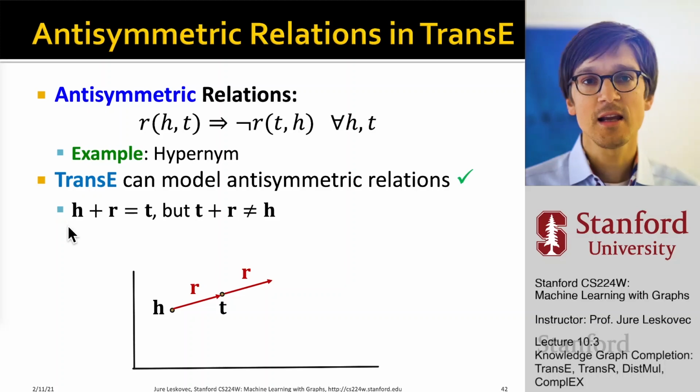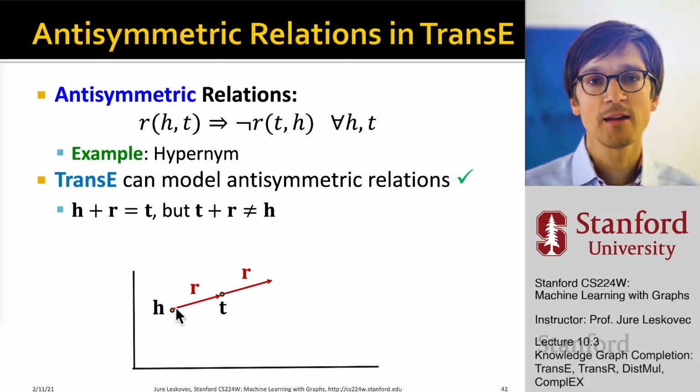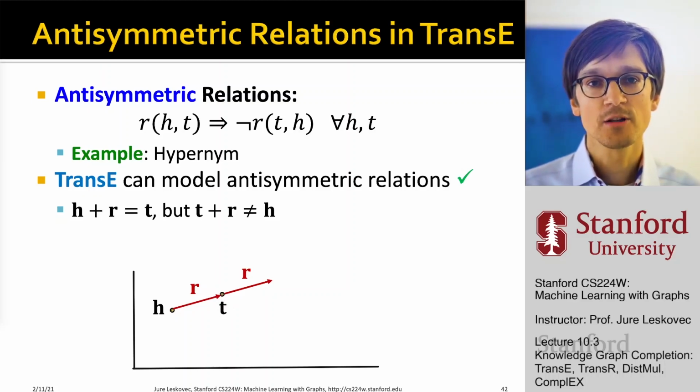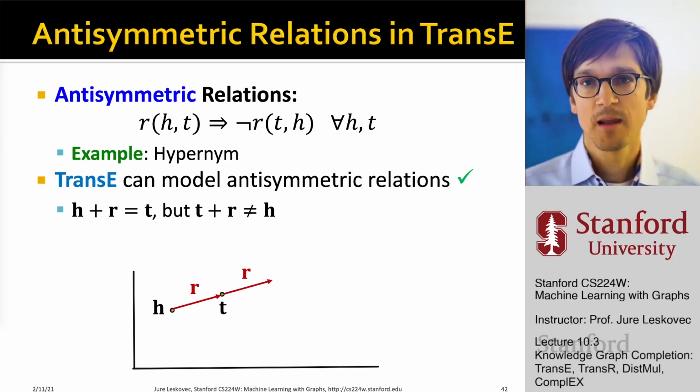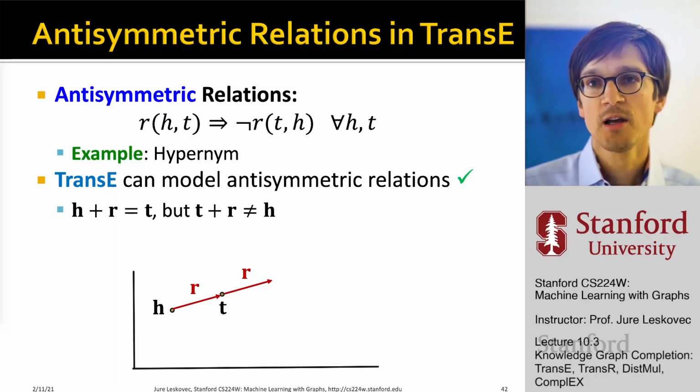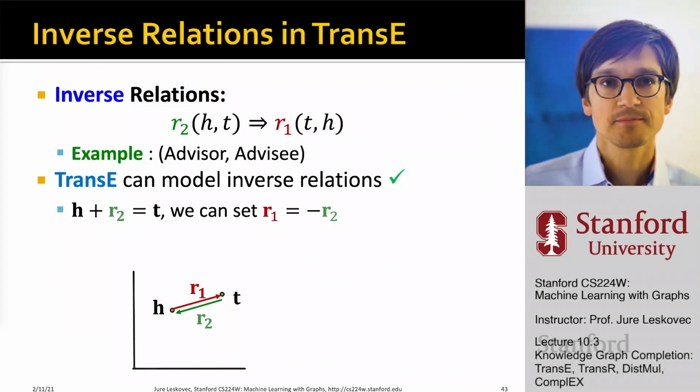And TransE captures this, right? Because if I go from head according to the relation vector R, I arrive at the tail. But now if I'm at the tail and again apply this relation transformation R, I don't get back to H, I get to some other point. So this means that TransE naturally captures this anti-symmetry of relations that have this property.